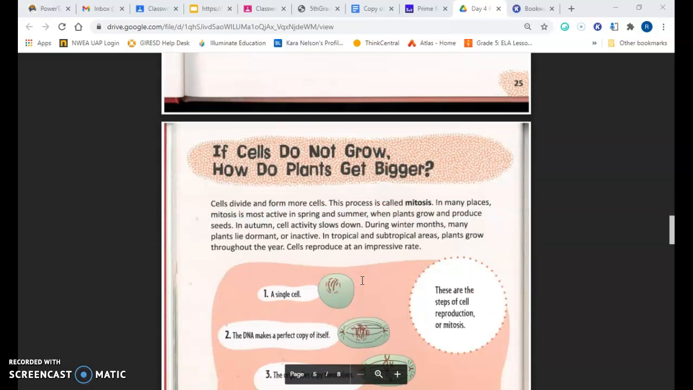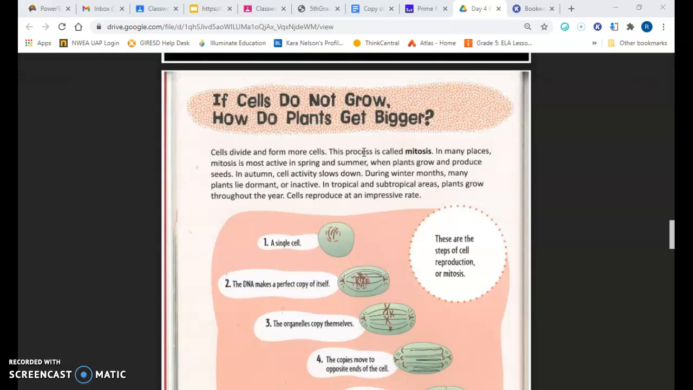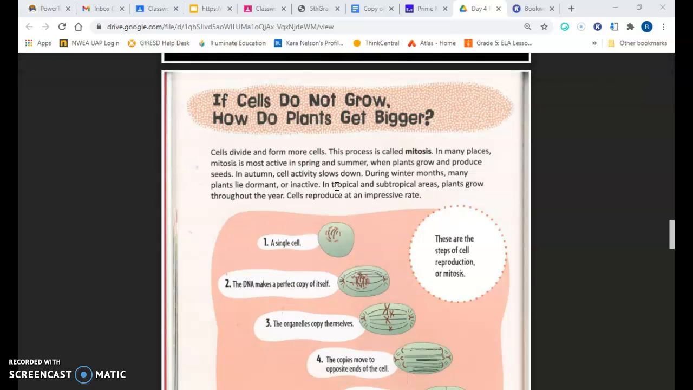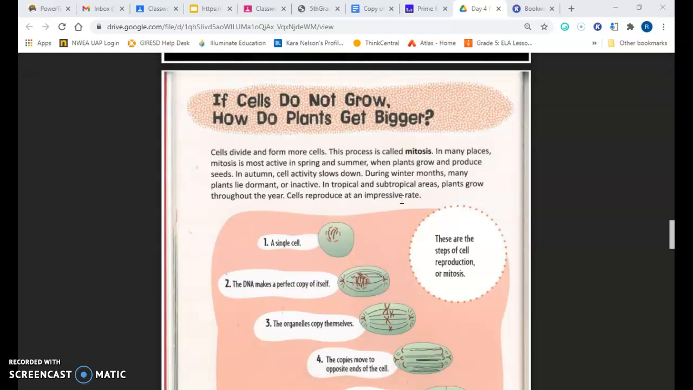So let's find out, if cells do not grow, then how do plants get bigger? Cells divide and form more cells. This process is called mitosis. In many places, mitosis is most active in spring and summer when plants grow and produce seeds. In autumn, cell activity slows down. During winter months, many plants lie dormant or inactive. In tropical and subtropical areas, plants grow throughout the year. Cells reproduce at an impressive rate.